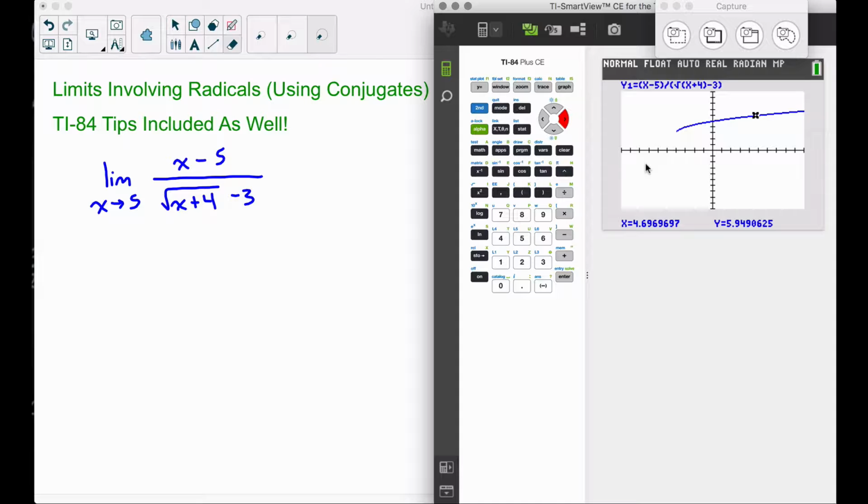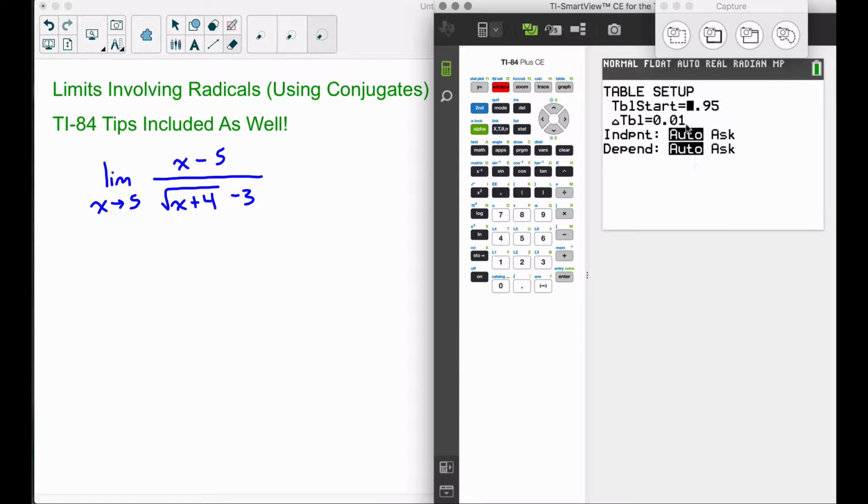To show you that even further on the TI-84, let's go to our table setup. So let's press second and press window. That's your table setup. Now, table start. If yours does not look like mine, that is totally fine. I'm going to tell my table to start at 5. My delta table, I'm going to leave it at 0.01. If yours says something different, go ahead and type in 0.01. 0.01 is going to allow us to increment x very, very small versus us just going 1, 2, 3, 4, 5. Think about it like a penny. 0.01 is a penny, so it's going to increment in 0.01 increments. Make sure your pieces here are set to auto.